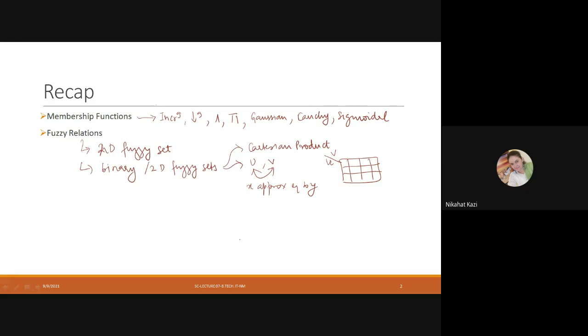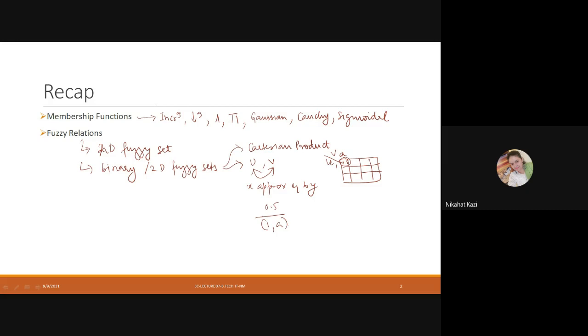You also saw the notations. In general, you can also write it using ordered pair notation, with the membership on top. Suppose this particular value is 0.5, so that membership will be on top, and suppose this is 1 and this is A. So 1 comma A will come here, and the membership is for the relation between A and 1. So this was what we discussed about fuzzy relations.